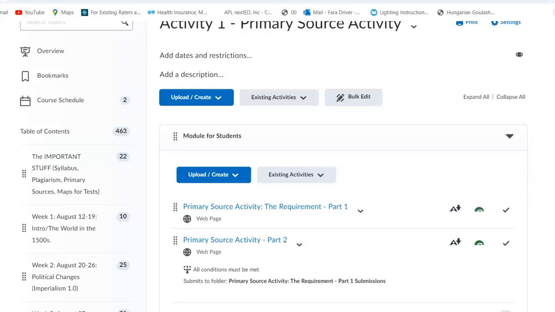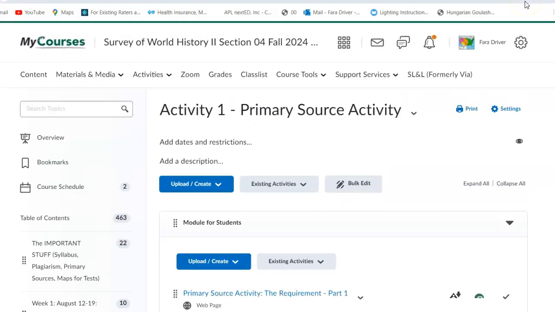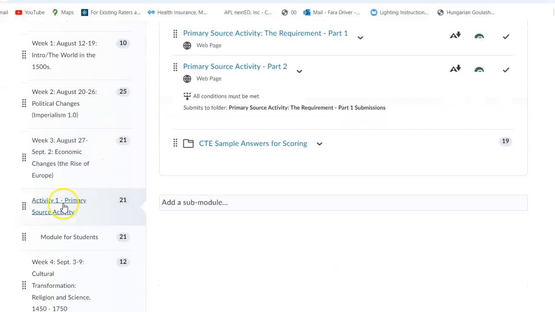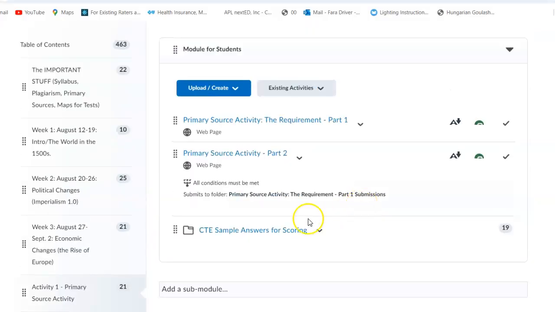Good morning. As promised yesterday in the email canceling class, I have now uploaded the sample answers. For those of you who have been unable to find them, I will now show you where they are. If you are looking at the module, Activity 1 Primary Source, located again over here under Week 3, Activity 1 Primary Source Activity, here are the CTE sample answers for scoring.